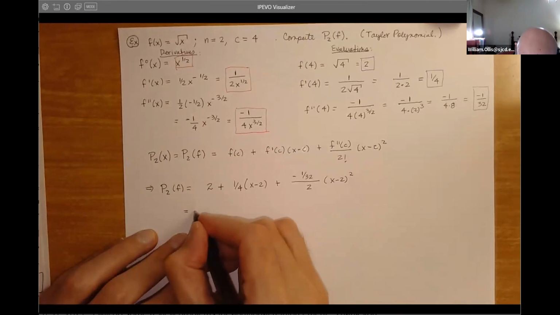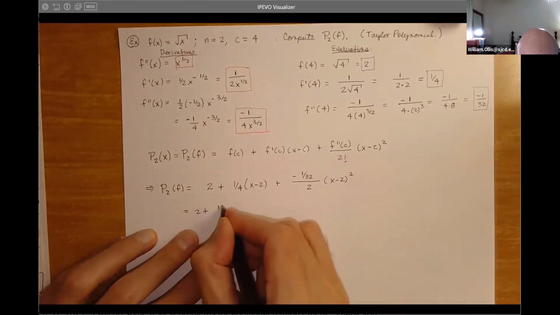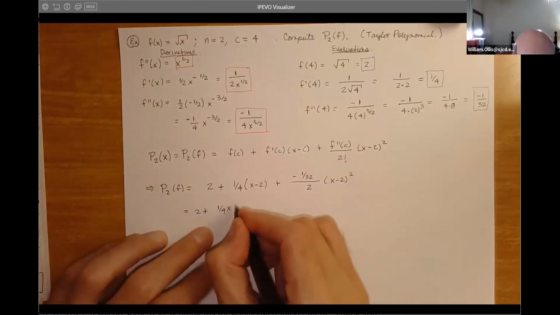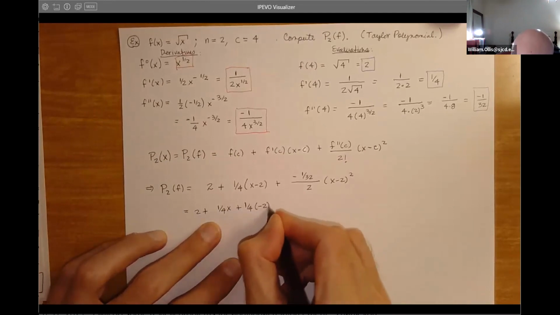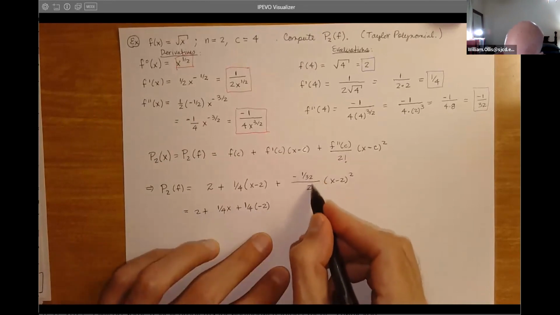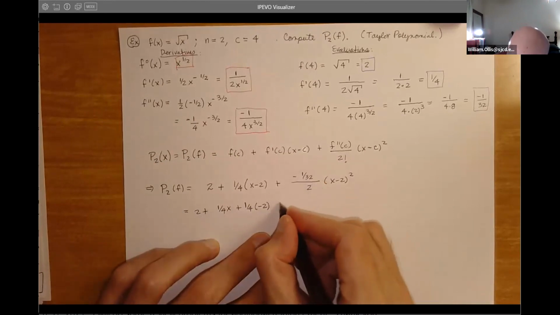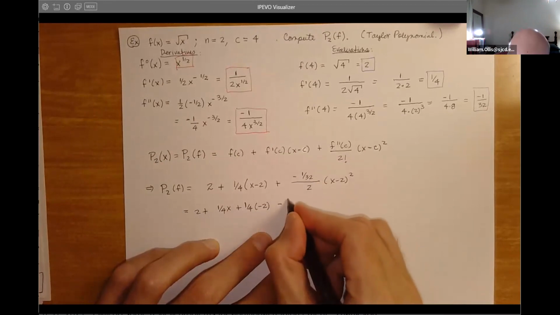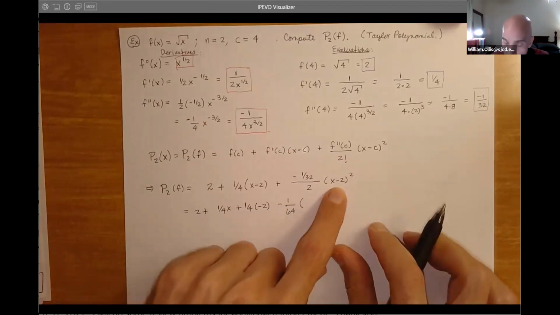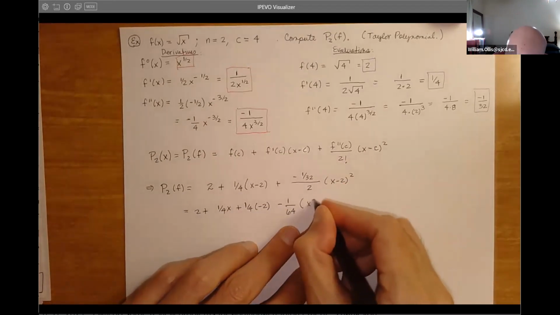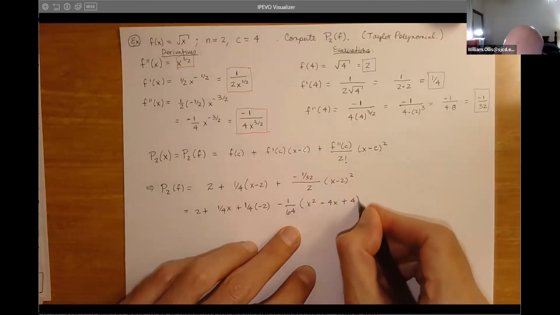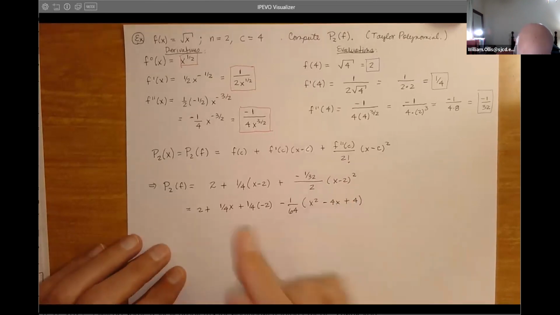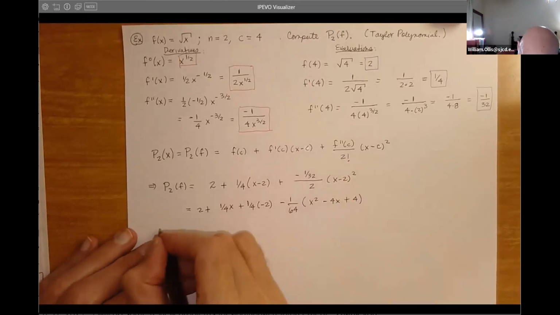So we've got 2 plus 1/4 times x plus 1/4 times a negative 2. Now, of course, here we're dividing, so we have a 2 times a 32, so that's a 64. So we have minus 1 over 64. And then, of course, we can expand the binomial. So we get x squared minus 4x plus 4. Now we want to multiply everything out and collect terms.